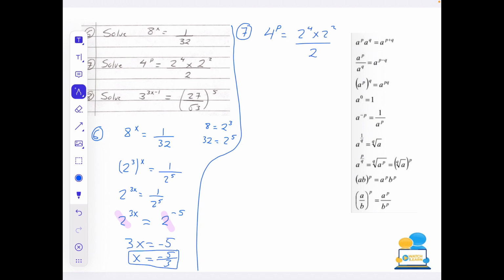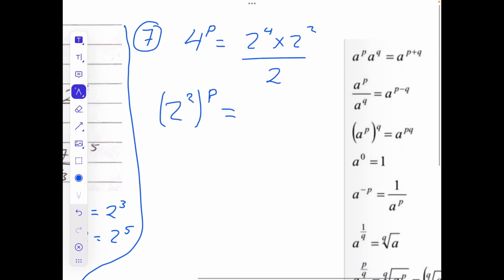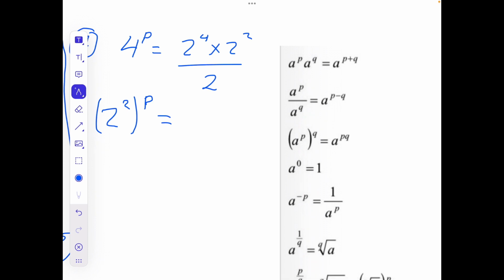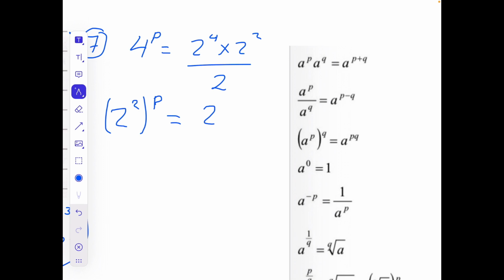Okay, so what I'm going to do first, again, I can see I have 4s and I have 2s. They need to be at the same base. I know I can easily change 4 into 2 squared, so that's going to be 2 to the power of 2. I'm going to work as I'm going along here. I can see I'm multiplying. Multiplying is rule 1, so we add the powers. That'll be 2 to the power of 4 plus 2, which is 6, divided by 2.